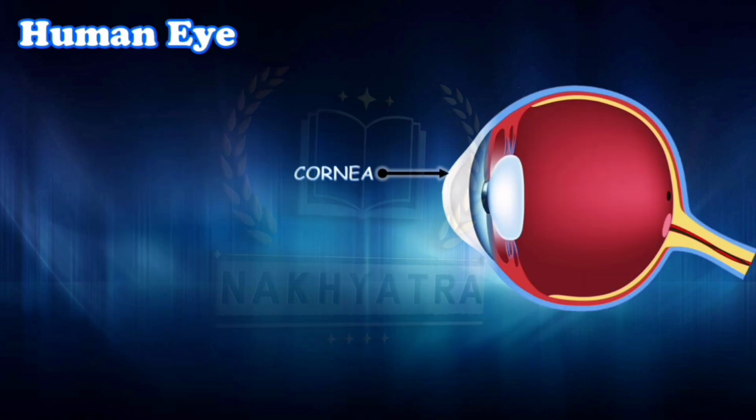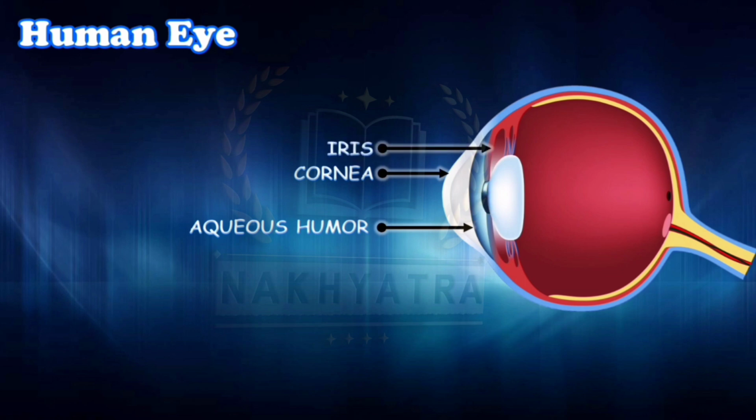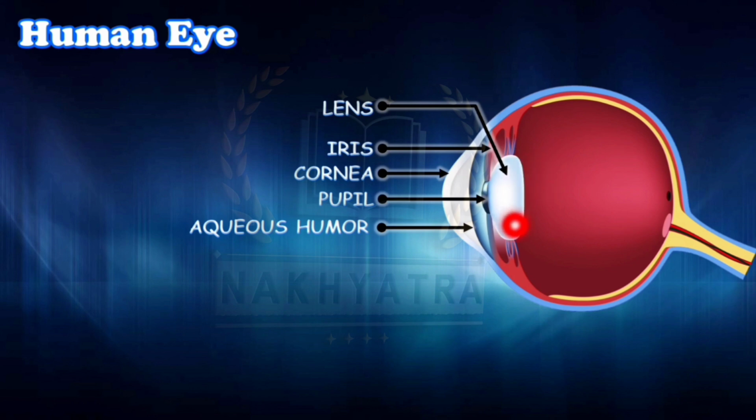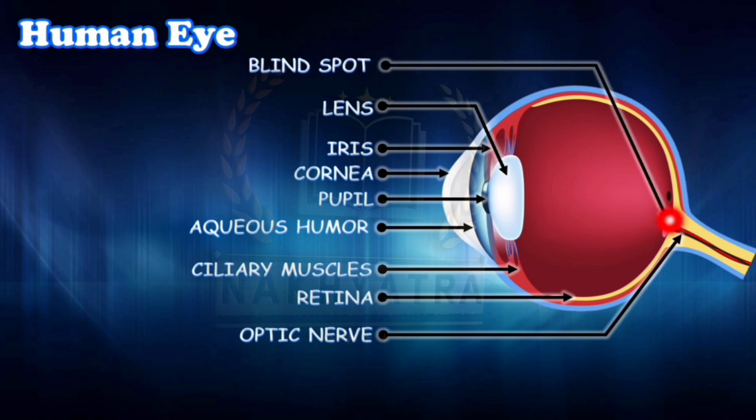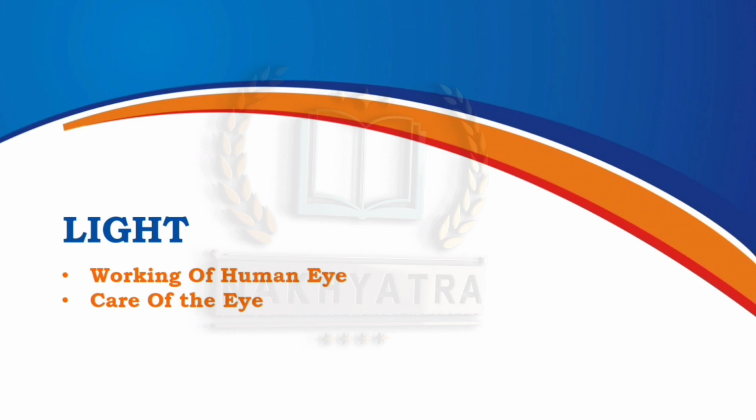Now see here, I will show you the labelled diagram of human eye. So this is cornea. Behind the cornea, as you can see, this is aqueous humor, this is the iris, this is pupil which is black in color, this is the lens. So we have got convex lens, right? These are the ciliary muscles, this is retina, this is the optic nerve, and this is the blind spot. So students, this is an important diagram from your examination point of view. Alright, so practice it.